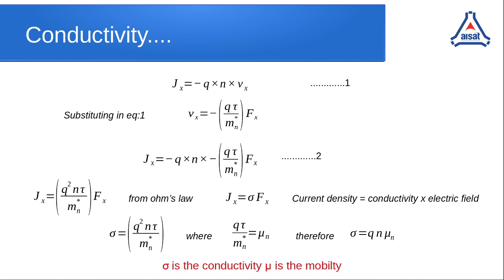And by the substitution, we get the equation for J of x, which is a derivative of the Ohm's law, which is the current density is equal to conductivity into electric field. Current density Jx is equal to conductivity, which is denoted by sigma, into electric field, or the force due to the field applied. Here, since it is an electric field, we call it electric field, F of x.